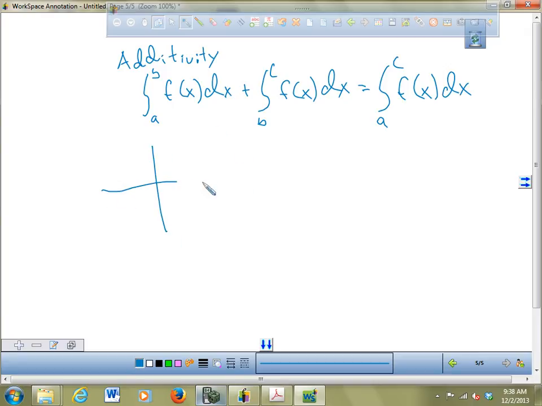Say, for instance, I have some function and it goes like this, and then it goes like this, or something like that. Say this is point A, this is B, and this is C. If I want the value of the entire integral from A to C, I can take the area under this curve, plus this, which would be a negative number, to get this. And you already applied that in the previous homework.